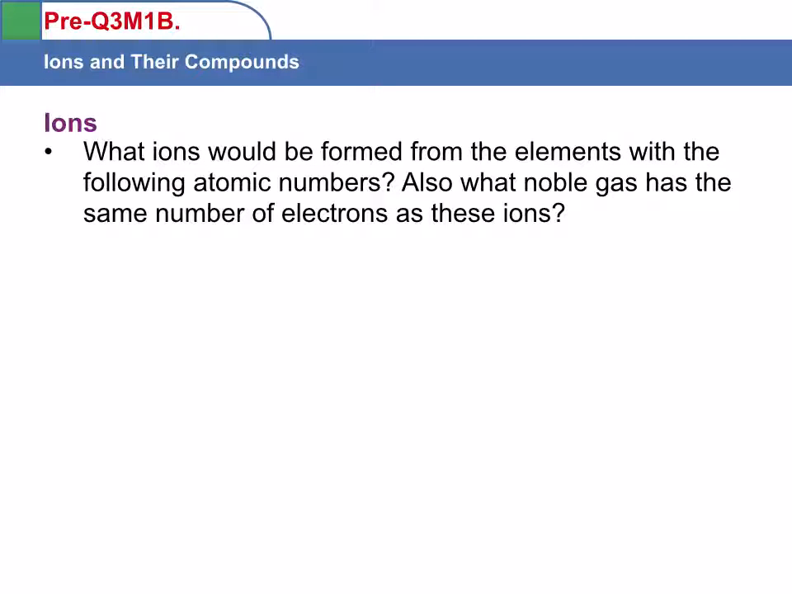So what ions would be formed from the elements with the following atomic numbers? And what noble gas has the same number of electrons as these ions? So, I have 53, 38, 7, 55, 88, 9, 13. And I want you guys to pause and figure out what ions would be formed. So you find these elements, these atomic numbers, and figure out which ions they would form. So make sure you're pausing your video to do this.